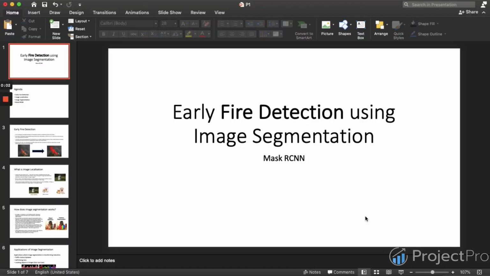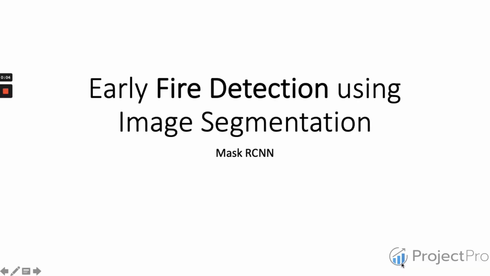Hi guys, welcome to the first lecture for early fire detection using image segmentation. Here we will understand how we can detect a fire, a city fire, a forest fire, or any kind of fire with Mask RCNN as an object segmentation or image segmentation architecture.